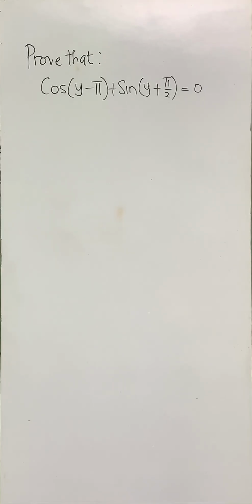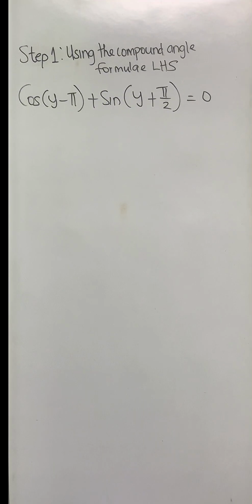Hi everyone, today we'll be proving that cos(y - π) + sin(y + π/2) equals 0. Step 1, using the compound angle formula for both the left hand side and the right hand side.